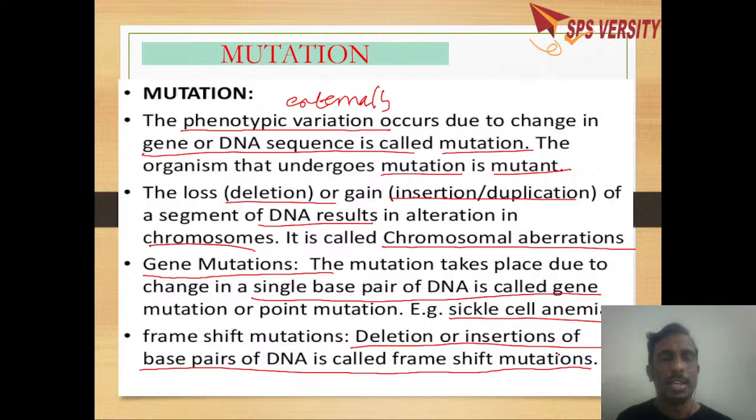So mutation is a sudden change which occurs externally due to change in gene or DNA. In mutations, we can see chromosomal aberrations, which are generally seen in cancer patients. Okay. And we can see gene mutations, where there is a change in the gene sequence of DNA, a single base pair of DNA. Due to deletion or insertion of one base pair of DNA, it leads to frame shift mutations. So this is about the mutations where we can see changes in a gene sequence or a chromosome, which lead to various disorders like sickle cell anemia, hemophilia. These all are different genetic disorders, as well as chromosomal disorders, which lead to different health issues.